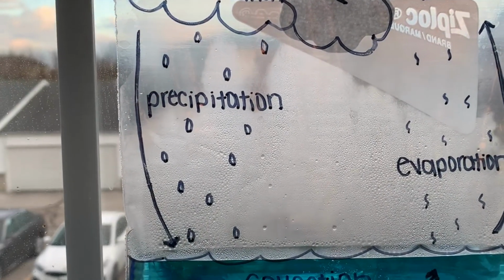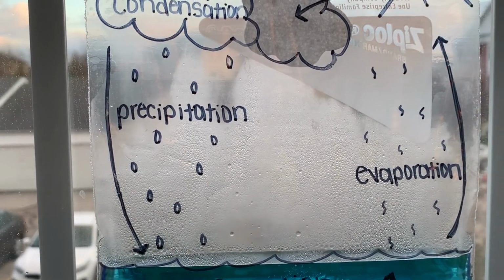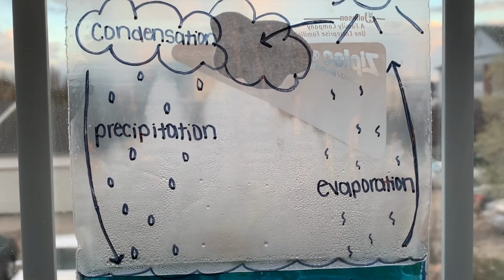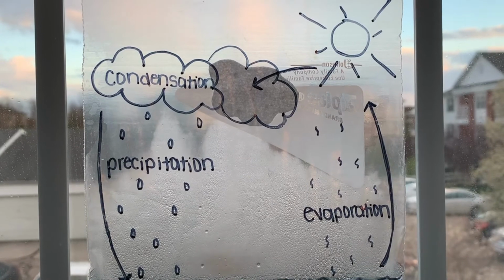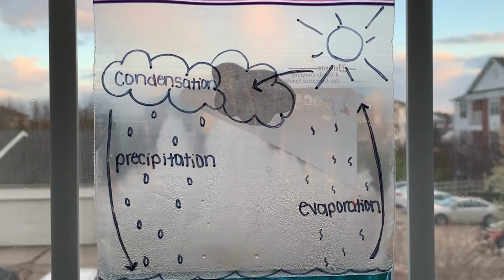So it turns back into a liquid and falls to the bottom of the bag again. This is called precipitation. Puddles and bodies of water will evaporate into the air and create clouds, and that's how we have rain. Rain falls back down onto the ground and the whole process can start all over again, just like inside of our baggies.